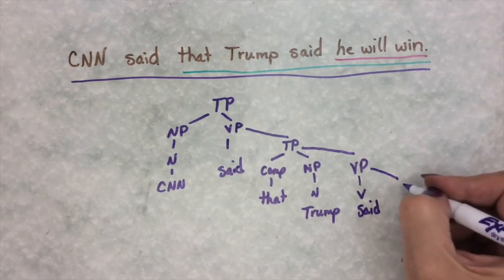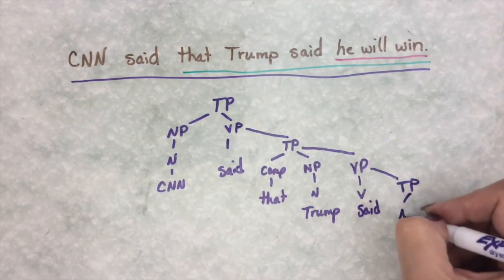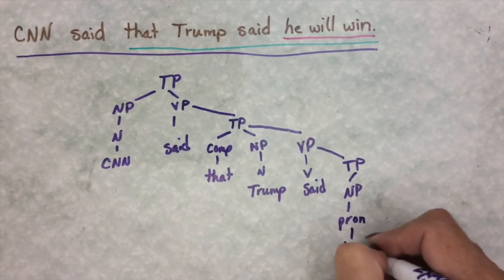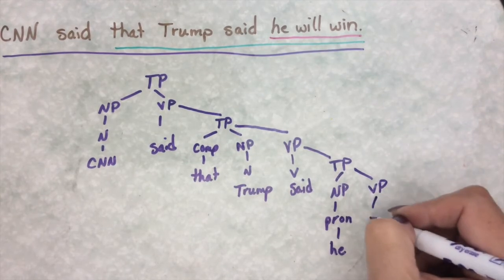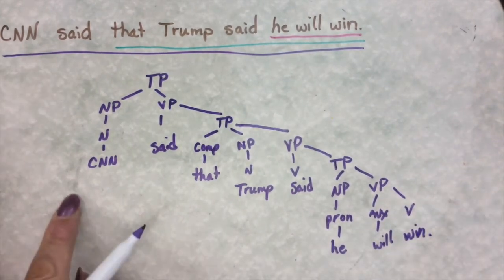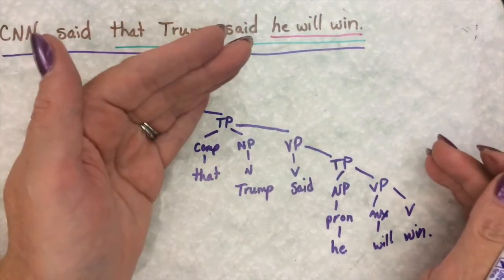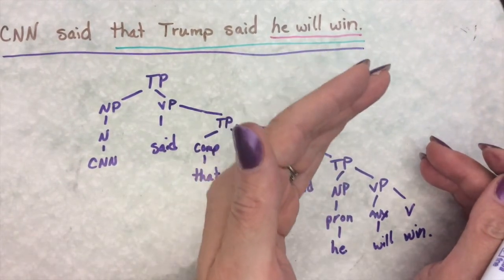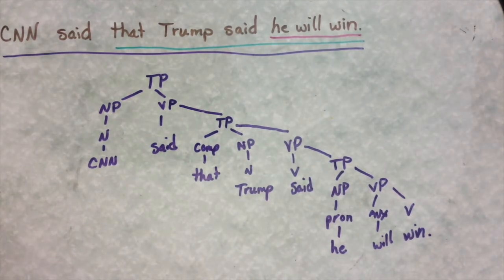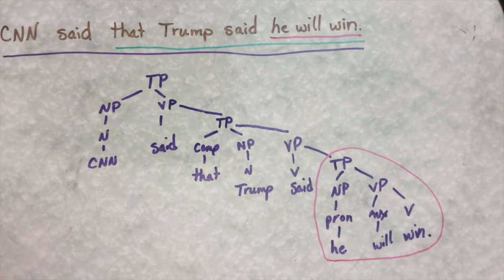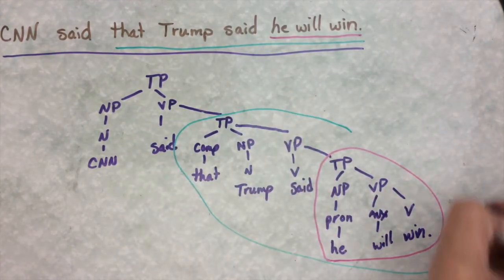And the object of that verb is another total phrase. With the noun phrase, the pronoun he, and the verb phrase, which is the auxiliary, will, and the verb, win. CNN said all of this, that Trump said he will win. Okay? Trump said all of this, he will win. So if we go back to the colors, this is all purple, it's the whole sentence. He will win is this total phrase, that Trump said he will win is this total phrase.